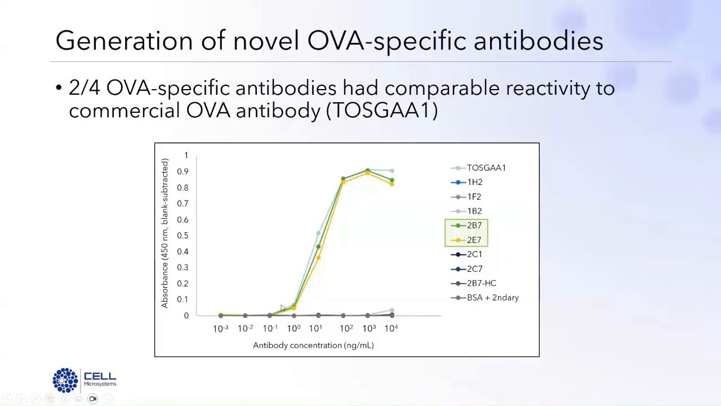So that blue line on the top is a commercially available OVA antibody. The yellow and the green lines are the antibodies that were synthesized from our B cells. Now, what was interesting is that those other two OVA-specific clones that had the same light chain but different heavy chains, neither of them showed any reactivity in the downstream ELISA screen that was performed by our collaborator.